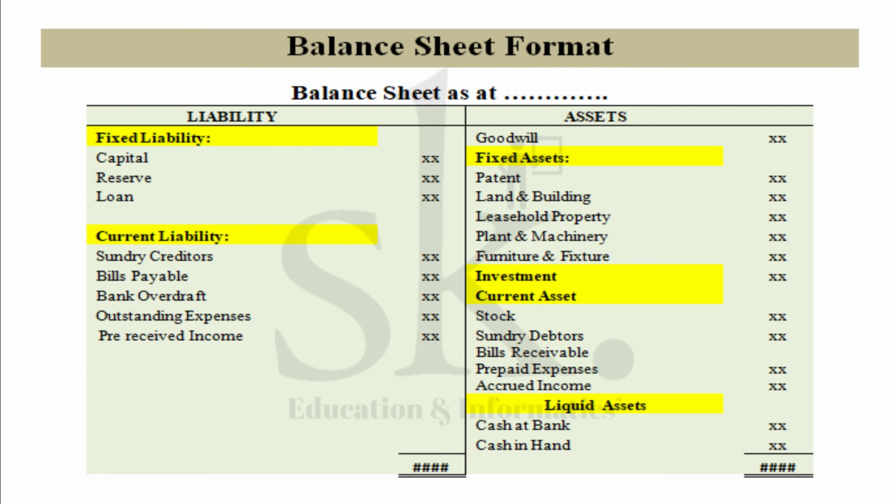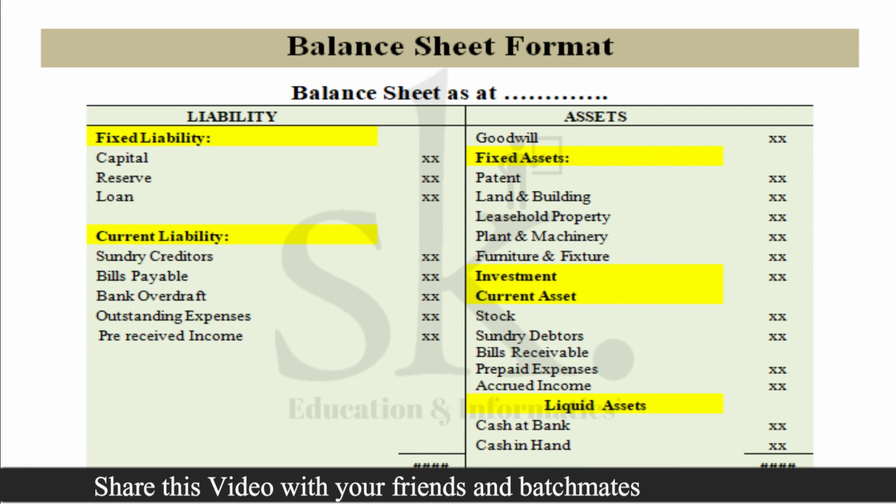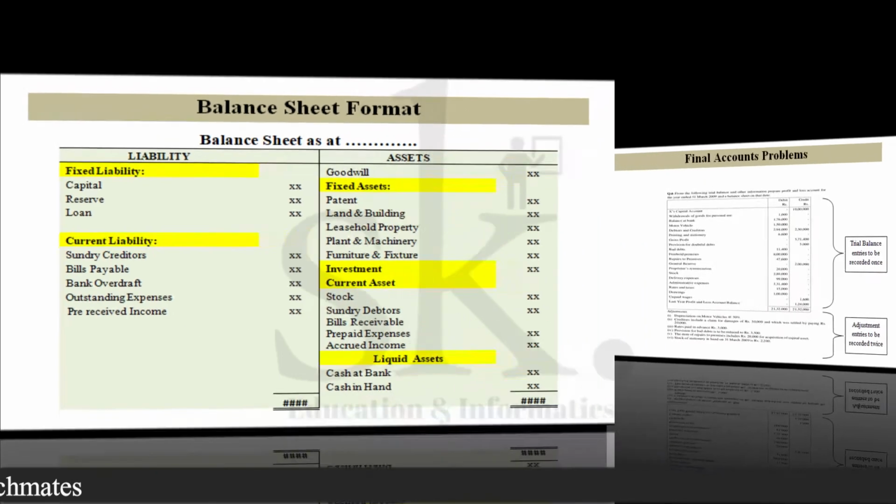So from a trading account, we get gross profit or gross loss to be transferred to the profit and loss account. From the profit and loss account, we get a net profit or net loss to be transferred to the balance sheet. And finally, when you are doing a balance sheet, at the end, the balance sheet totals, that means assets and liabilities, should tally. Now let's understand how a final account problem normally looks.